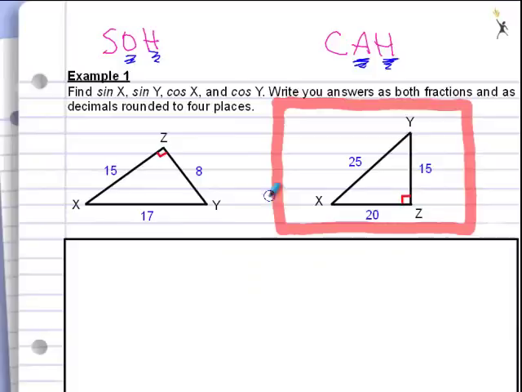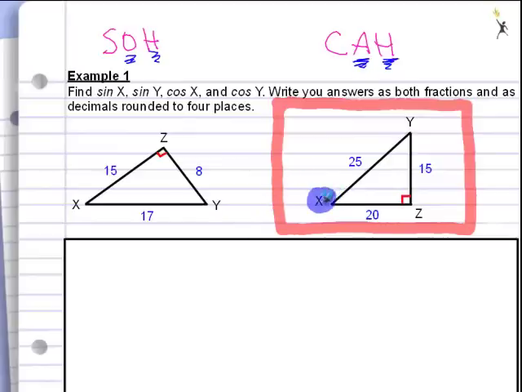Okay, hopefully you paused the video and took enough time to solve for the sine of x, the sine of y, the cosine of x, and the cosine of y. Now we're going to actually solve it together to see if you were able to solve it correctly. If you haven't done it yet, go ahead and try it on your own, and then you can just replay the video to see how you did. But let's start with the sine of x.